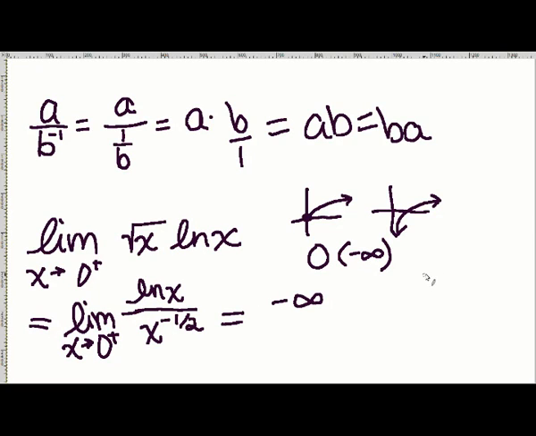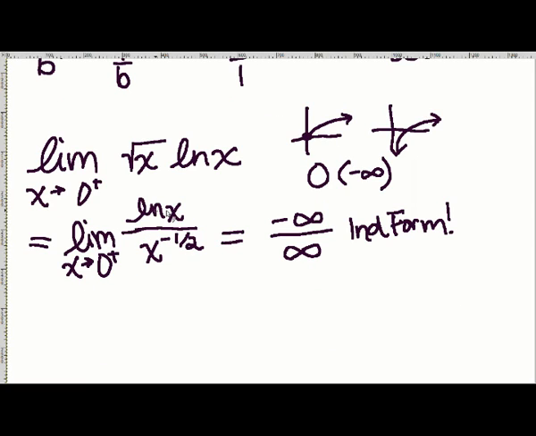X to the minus 1/2, that's 1 over the square root of x. As x gets very small, square root of x gets very small, but 1 over square root of x gets very large. So this is an indeterminate form of infinity over infinity, which is a little discouraging. We're trying to get away from indeterminate forms, but luckily, infinity over infinity is one of the indeterminate forms I can use L'Hopital's rule on directly.